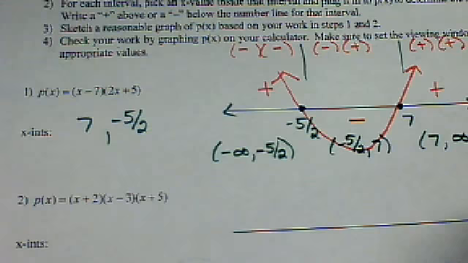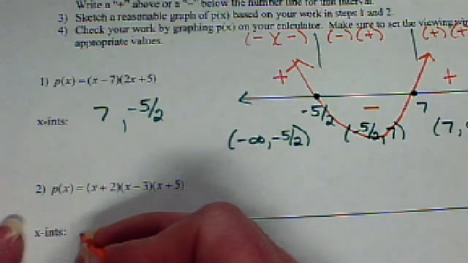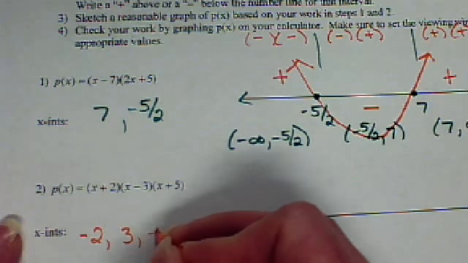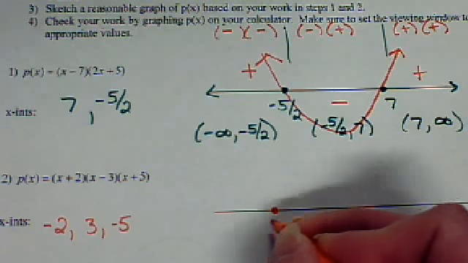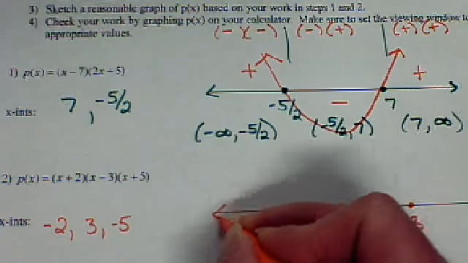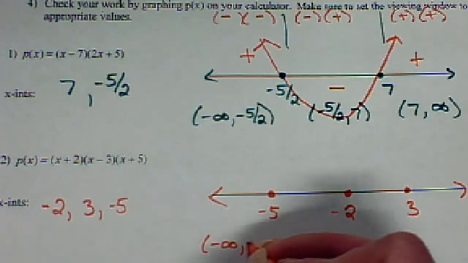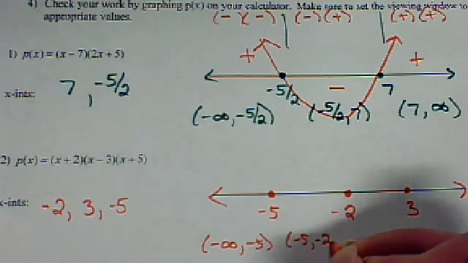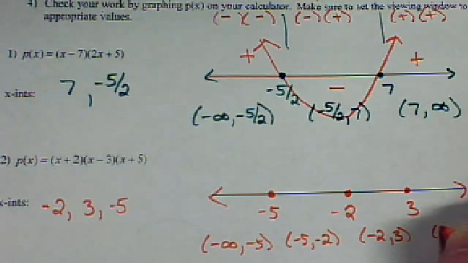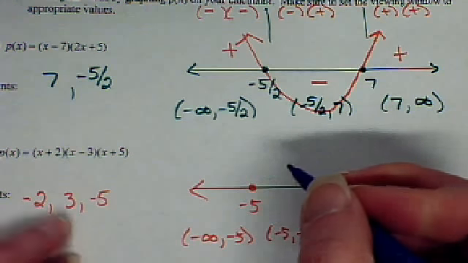Let's try another one. x plus 2 times x minus 3 times x plus 5. My x-intercepts are negative 2, 3, and negative 5. Now make sure when you're plotting these on a number line, you plot them in order, smallest to largest. That's going to help a lot. Each of these intervals, negative infinity to negative 5, negative 5 to negative 2, negative 2 to 3, and then 3 to infinity. I'm going to choose a number in each of those intervals and plug it into each set of parentheses.